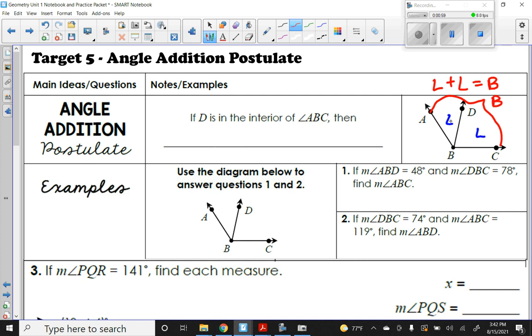So in this picture, angle ABD is a little, added to my other little, angle DBC, and that is equal to the big, which is ABC.